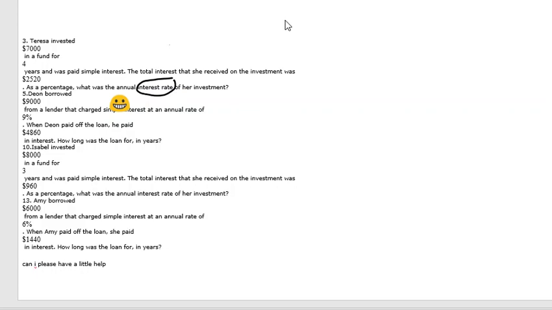Okay, so remember that to find simple interest, you use the simple interest formula, which is I equals P times R times T. So let's identify the things that we know, and then we can solve for what we don't know. We know that she invested $7,000. That is our P. Our P is 7,000. That's the initial amount invested.